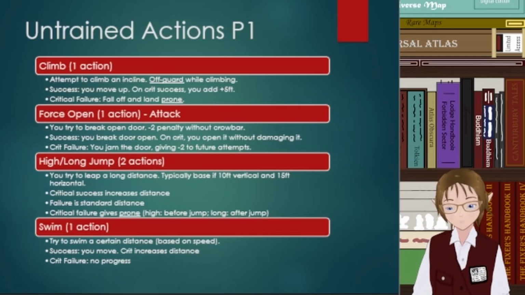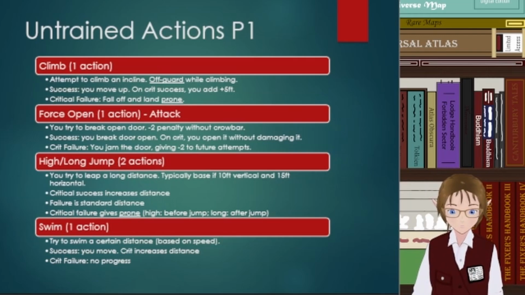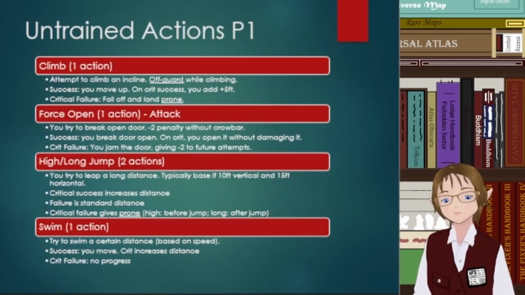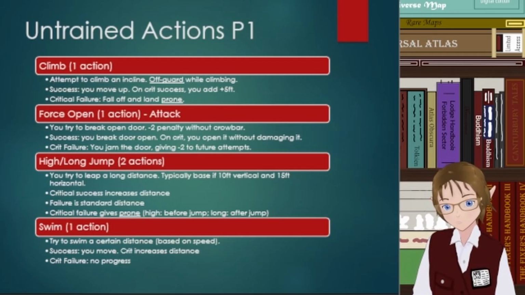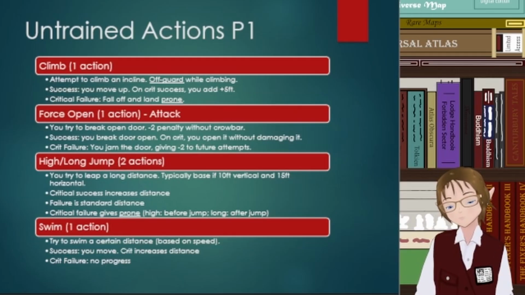On a success, you move up. The specific distance is determined in part by your proficiency in athletics and by the base of the skill. And on a critical success, you add 5 feet to whatever that number is. On a critical failure, you fall off and land prone. You'll note that a lot of the athletics actions don't have a failure effect. This just means it does nothing.